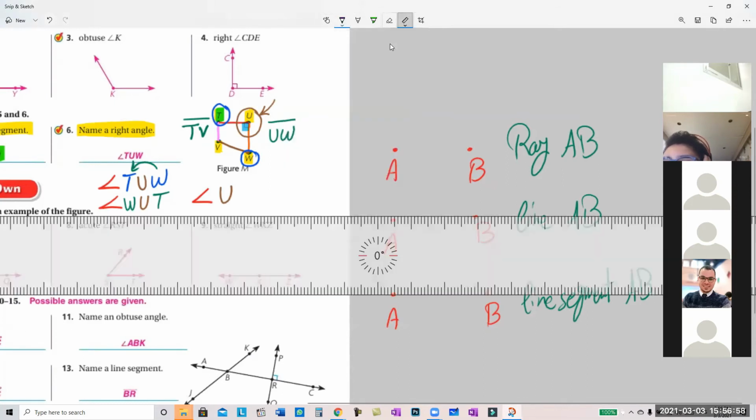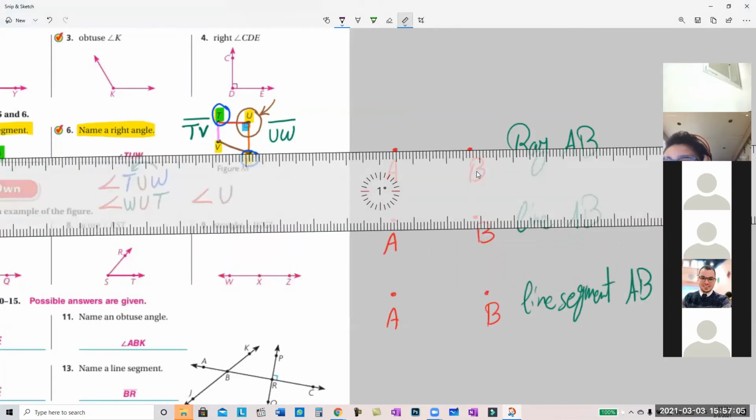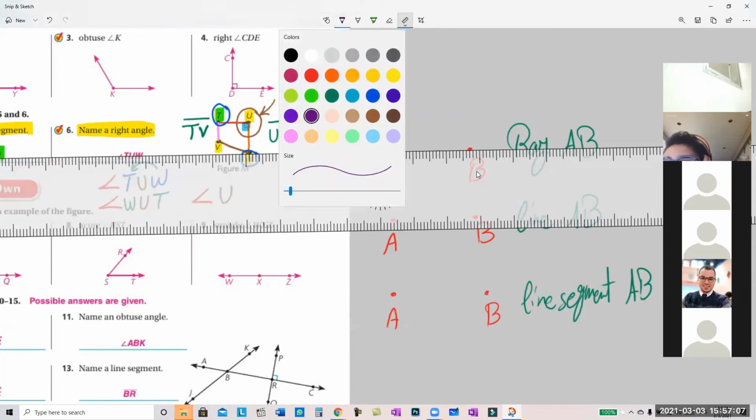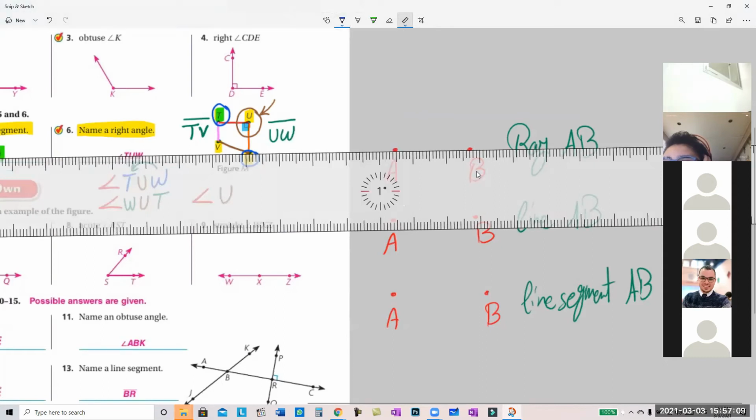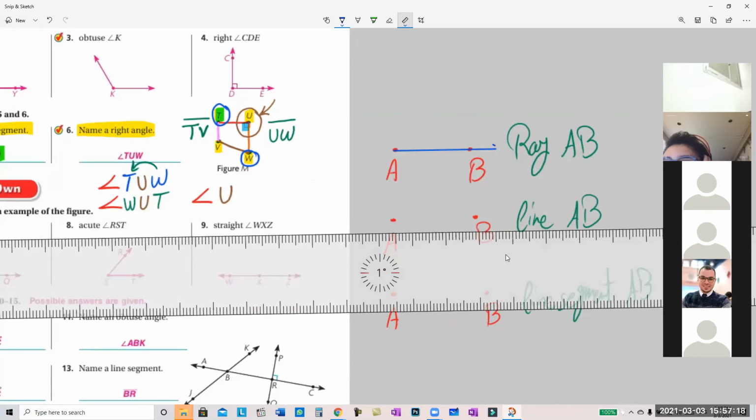Yes. So we're gonna take our ruler and put it to AB and put an arrow with the B. Excellent. So you have to start with A because that's our starting point and move passing through the B and then draw an arrow here. So that's the meaning of ray AB.